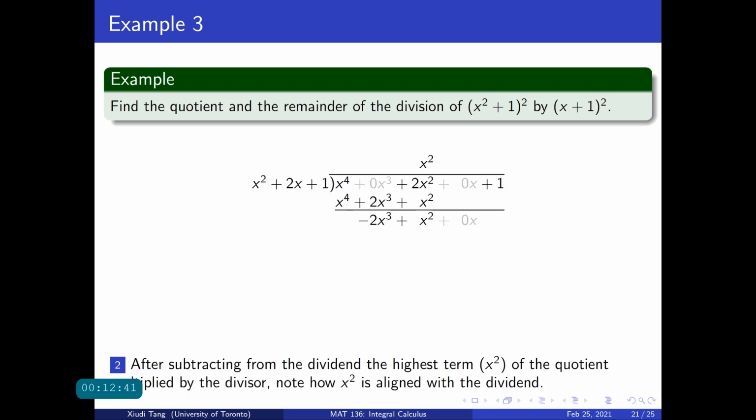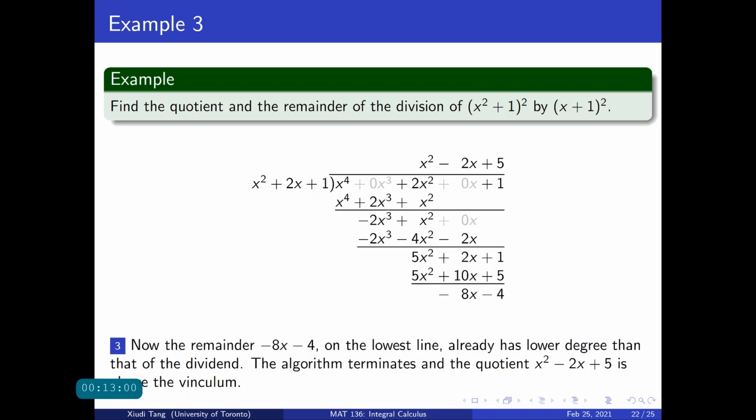Now we subtract, so the first term is always cancelled out, but the second term is minus 2x cubed, and the third term is 2x squared minus x squared, which gives x squared. And we need to bring down the non-existing 0x from the dividend, and we keep going, getting minus 2x. So we multiply, and the difference is 5x squared plus 2x, and we bring down plus 1.